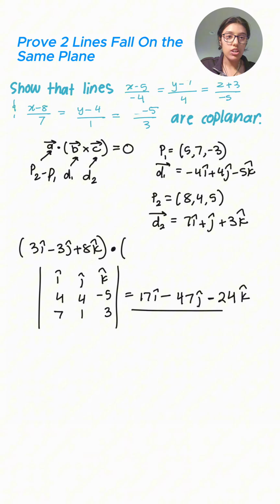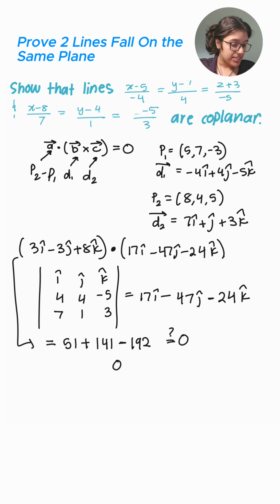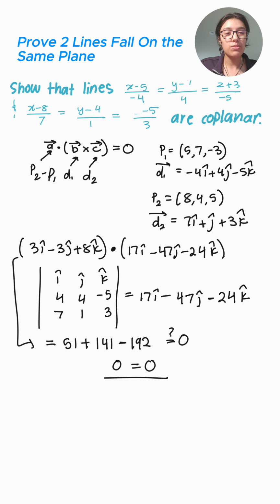Now that we found the cross product, I'm going to put it back in here. And finally, from here, I am going to do the dot product. And indeed, the left side is equal to 0, so we can say that these two lines are indeed coplanar using the scalar triple product, which is equal to 0.